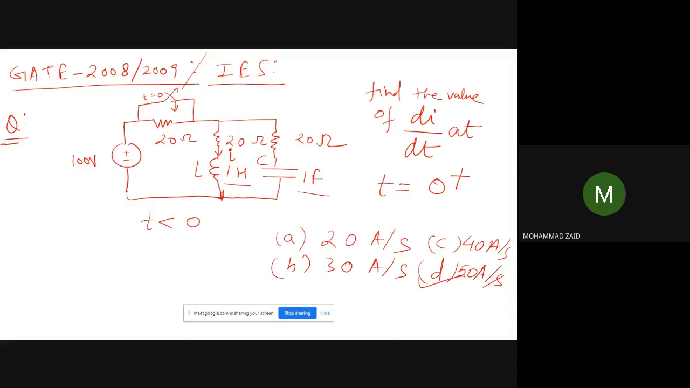Anybody else? Anybody else who is trying to solve? If you have got an answer, you can unmute your mic, tell your name, and give the answer.